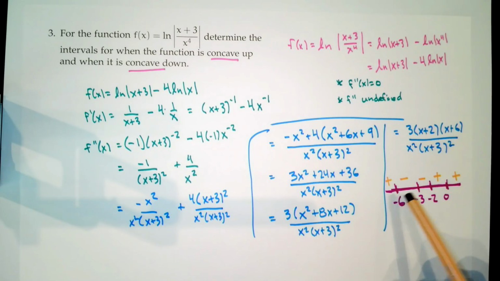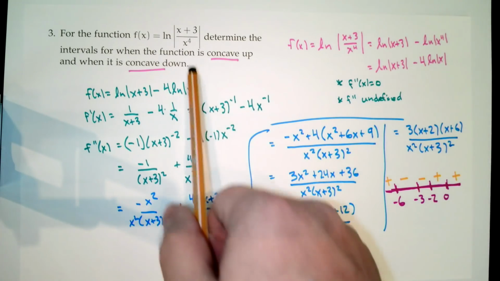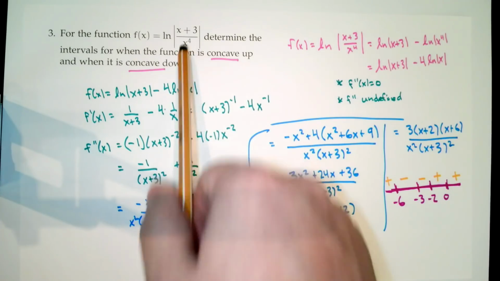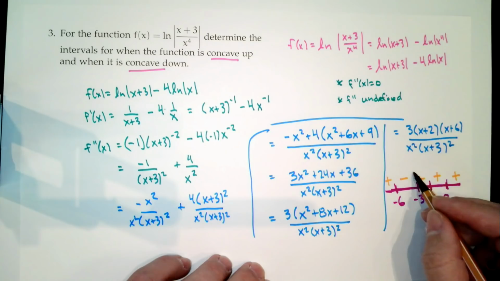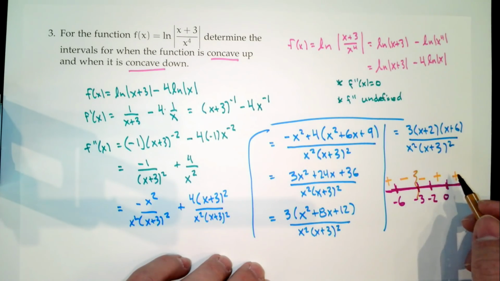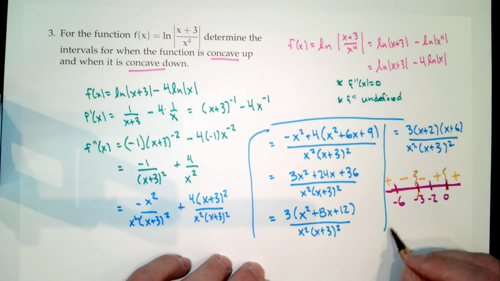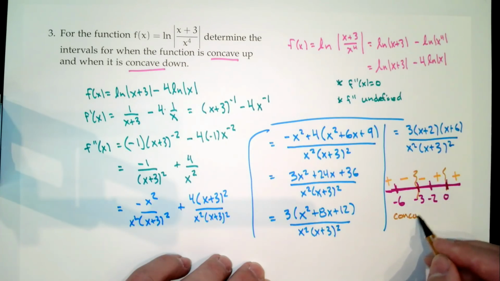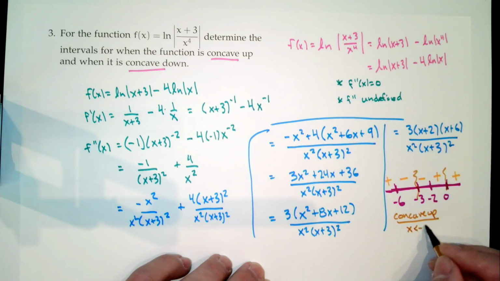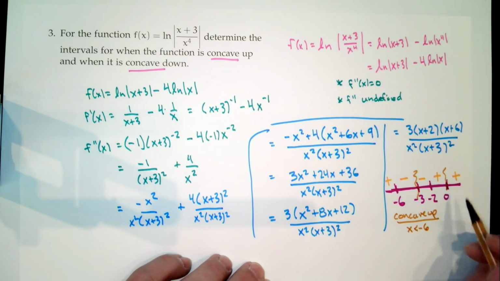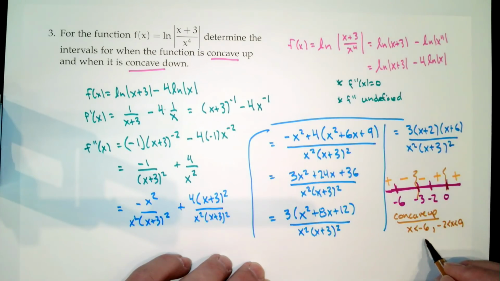Now, looking at this, it seems like our answer should have 3 pieces: below negative 6, between negative 6 and negative 2, and above negative 2. However, there's a caveat here. This function is not defined for all x. So you really have to say, look, there's a break at negative 3, and there's a break at 0. So, concave up. What's the answer? Well, below negative 6, and then between negative 2 and 0, and above 0.